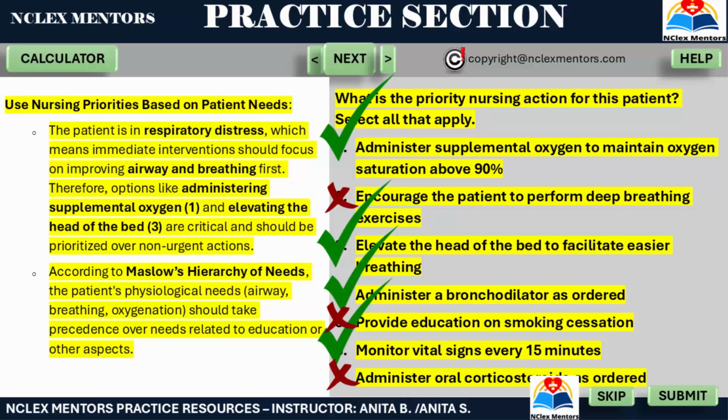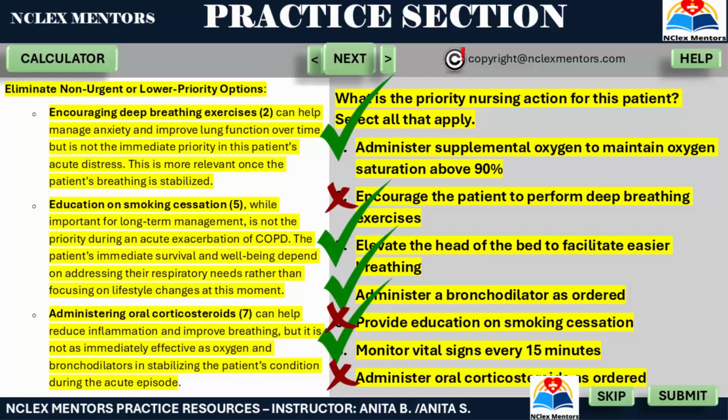1. Use nursing priorities based on patient needs. The patient is in respiratory distress, which means immediate interventions should focus on improving airway and breathing first. Therefore, options like administering supplemental oxygen, 1, and elevating the head of the bed, 3, are critical and should be prioritized over non-urgent actions. According to Maslow's hierarchy of needs, the patient's physiological needs, airway, breathing, oxygenation, should take precedence over needs related to education or other aspects. 2.